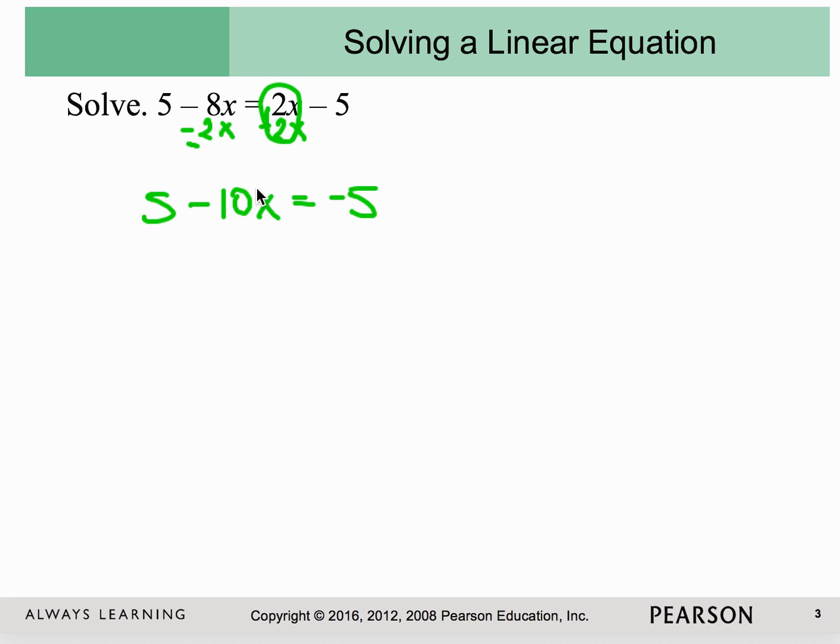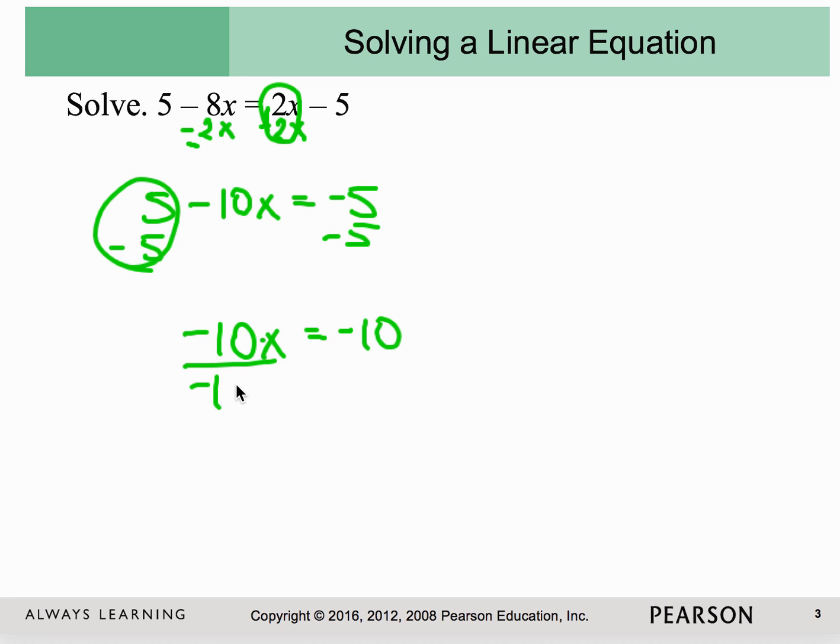All my variables are on the same side, so undo anything being added or subtracted. Over here, I have a positive 5. So if I do negative 5 to make that 0, then I must do negative 5 over here. So 0 minus 10x is minus 10x. Minus 5 minus 10. Undo anything being multiplied to our variable, so divide by negative 10.